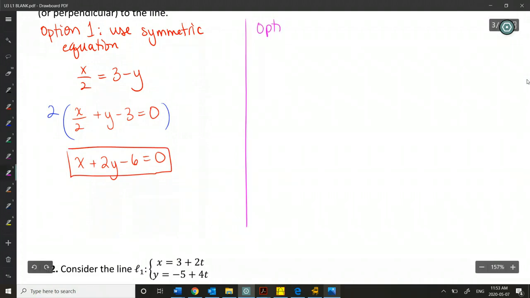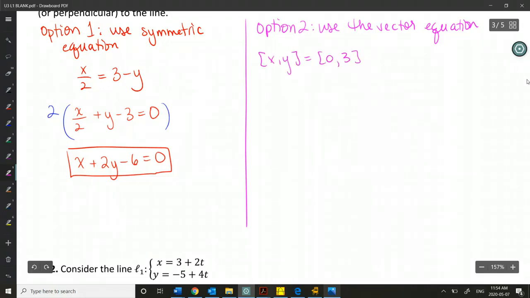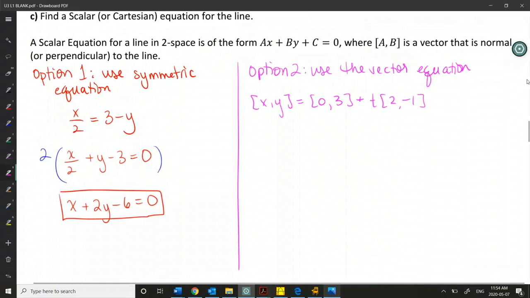Our second option, I'm going to show you how to get the scalar equation directly from the vector equation. So right now our vector equation is (x, y) = (0, 3) plus t times the vector (2, -1). Now what we need, and what it says above here, is that we need some vector AB that's going to be normal to our line, and what that means is it needs to be perpendicular.